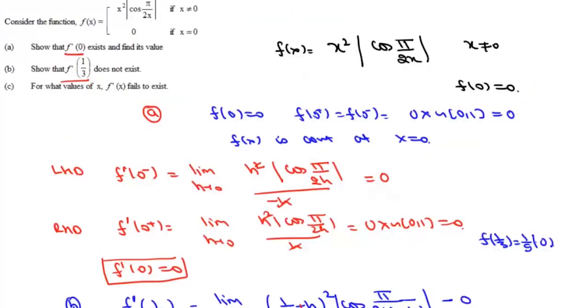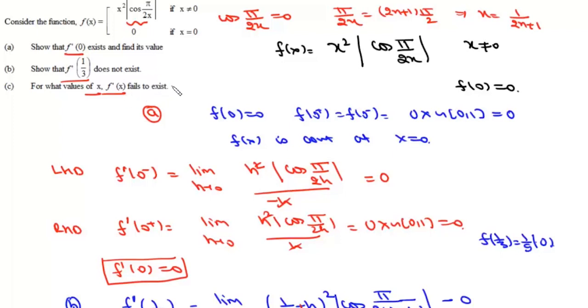Now the third part says, for what values of x does f'(x) fail to exist. Since we have this mod function, and we know that the mod is not defined when f(x) is 0, this function won't be defined for all the points where cos(πx/2)... where cos(π/2x) is equal to 0. Now, cos is 0 at odd multiples of π/2. So clearly we get x is 1 upon (2n+1). So for this function, f'(x) fails to exist at all points where x is 1 upon (2n+1), where n belongs to the integers.